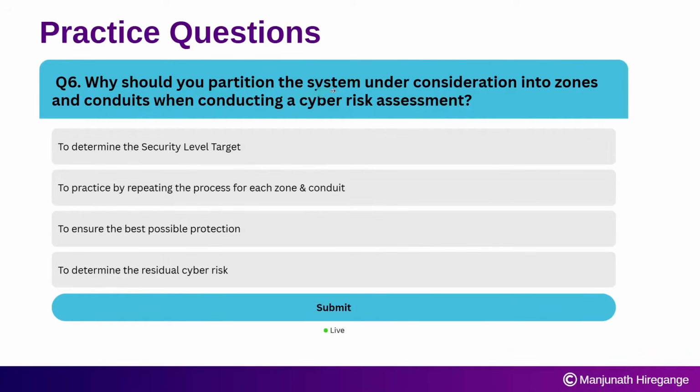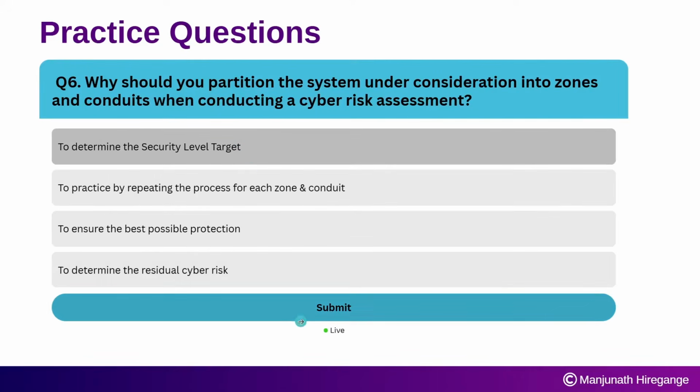Why should you partition the system under consideration into zones and conduits when conducting a cybersecurity risk assessment? So here we are talking about zones and conduits when conducting a cybersecurity risk assessment. Options are: to determine the security level target, that is SLT; to practice by repeating the process for each zone and conduit; to ensure the best possible protection; to determine the residual cyber risk. So what is the right answer?